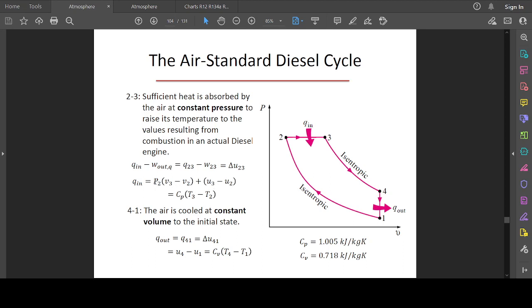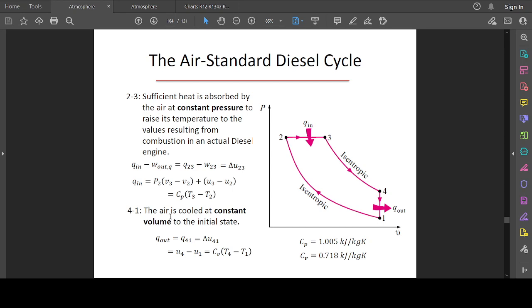Then the summation of that to this will give us the total heat added to the system, or the total heat added to the system will be the Cp, the specific heat capacity at the constant pressure, times the change in temperature between stage 3 and 2. Okay, and the values are given here.